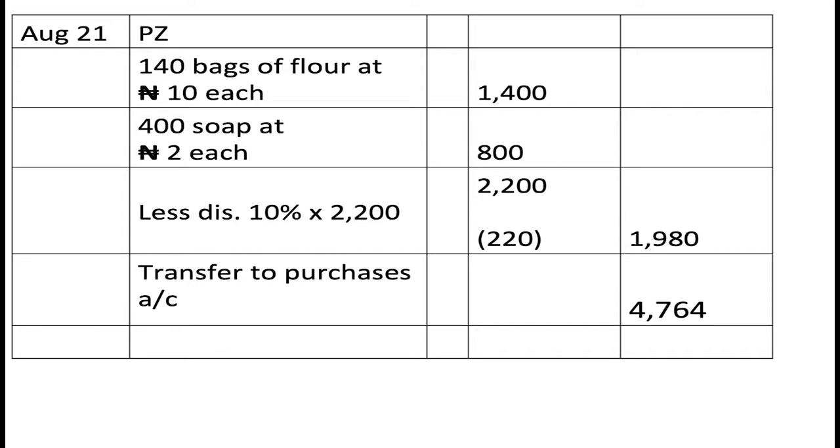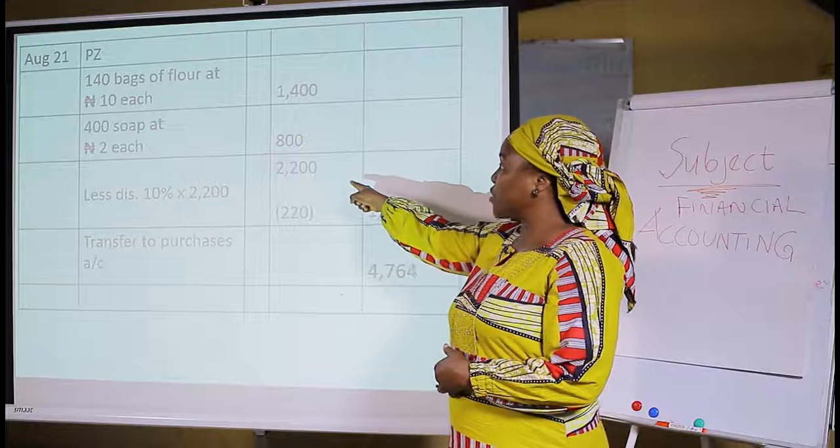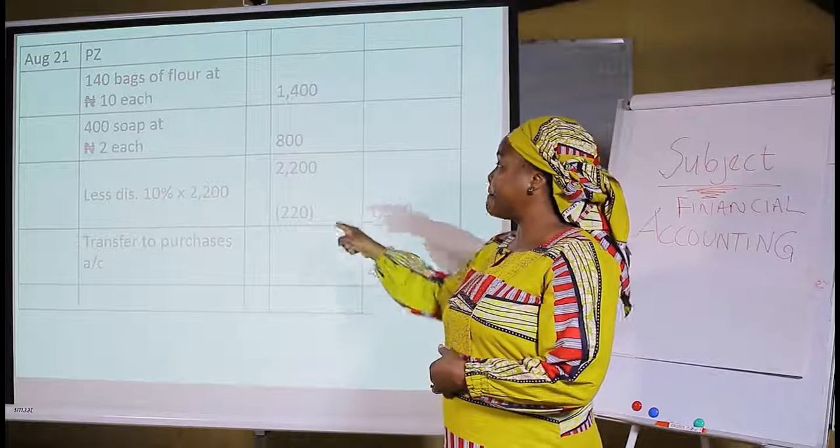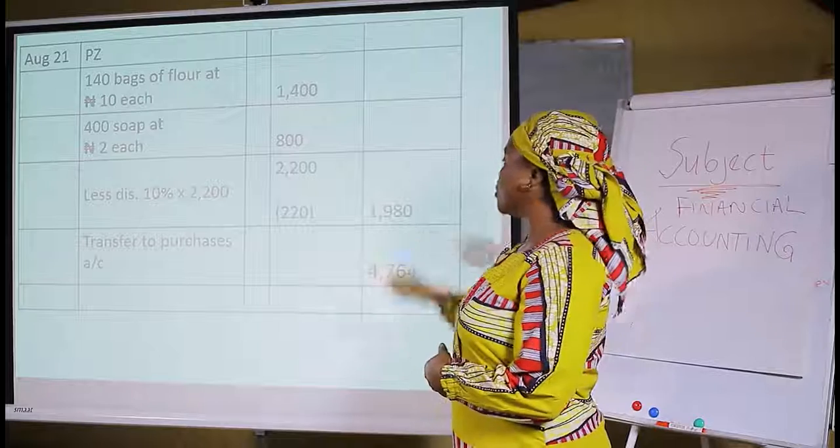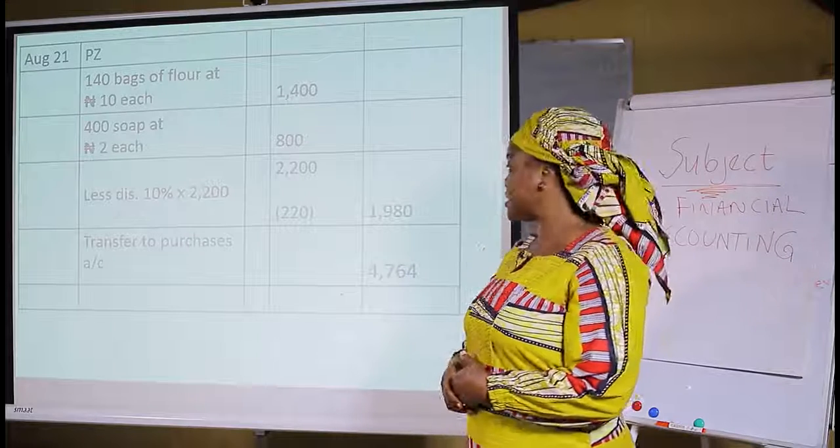400 soap at 2 naira each, we have 800 naira. When you sum 1,400 plus 800, we have 2,200. And they have a discount of 10%. 10% of the total sum, which is 2,200, will give us 220 naira. And when you take 2,200 minus 220, the total is 1,980 naira.